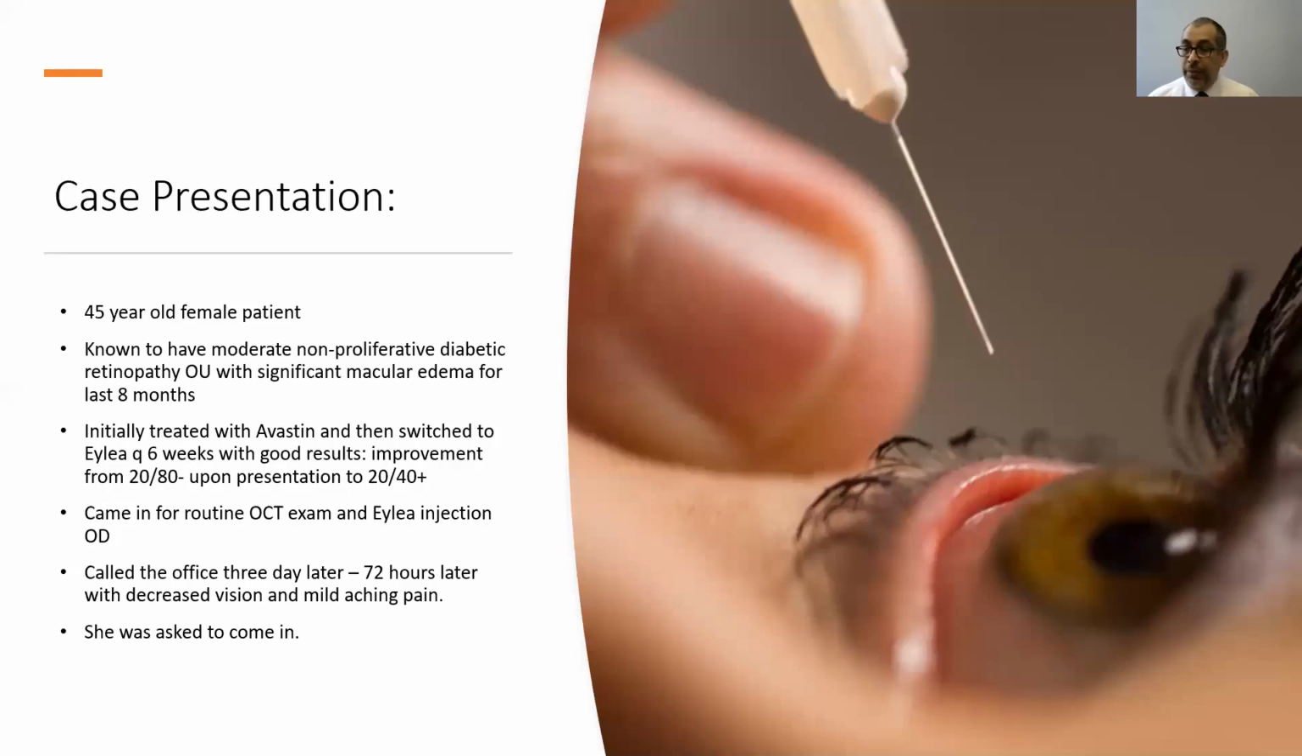Routine OCT exam and the eye injection for her right eye. I typically alternate eyes. I don't typically do bilateral injections. And we did her Eylea injection. Everything went well and smoothly.